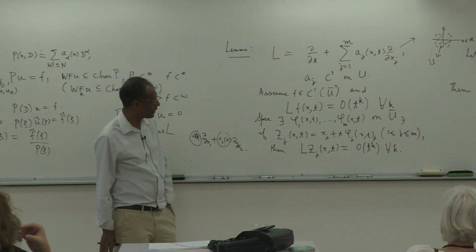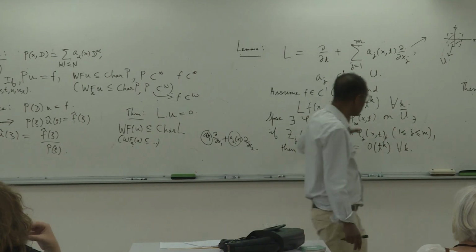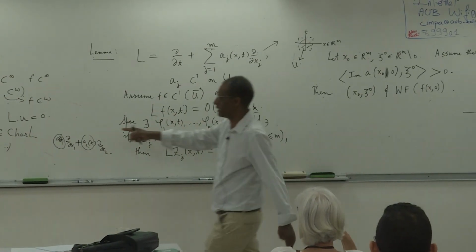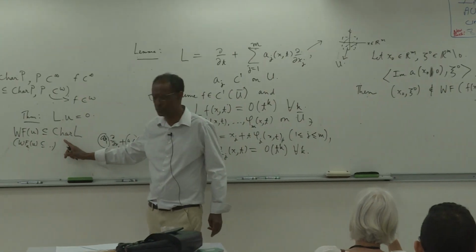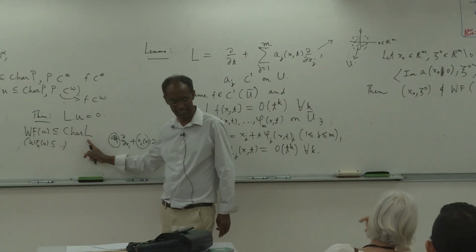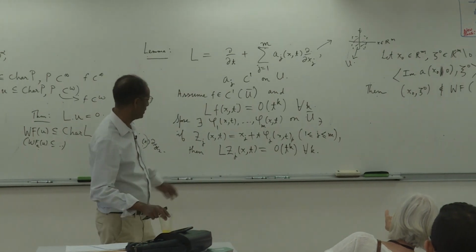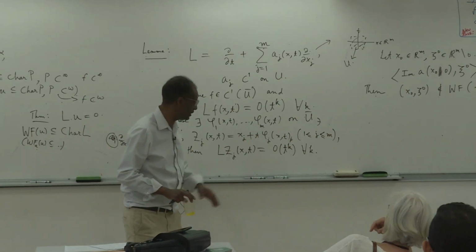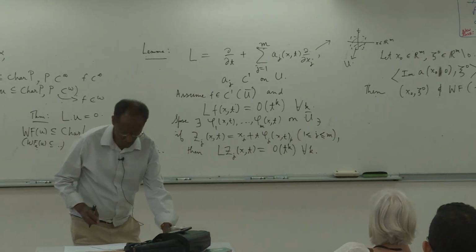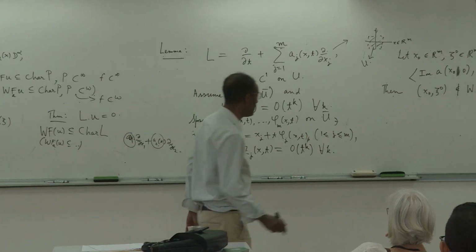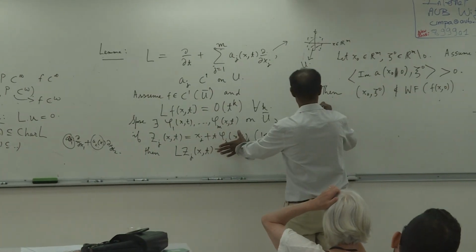All right. So this is the important lemma. From this, we will easily get this theorem. I'll show you that the wavefront set of U is contained in the characteristic set of L. Is that clear? The Zj are xj plus t times phi j of x, t. Okay. Let me make a remark about when such Zj exist.